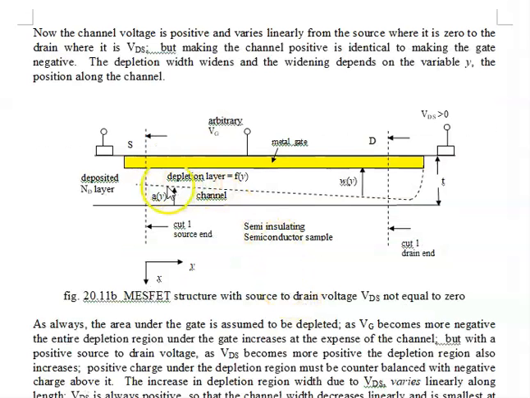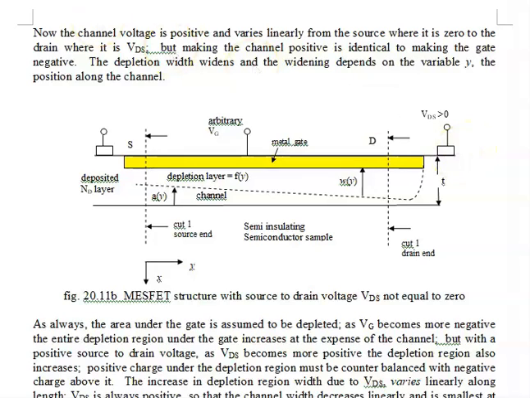The conductive part of the channel shrinks along Y. The depletion part of the channel is now a function of Y, and it increases. So here the Y is shown explicitly. So that's with VDS greater than 0, and that is really a big deal.